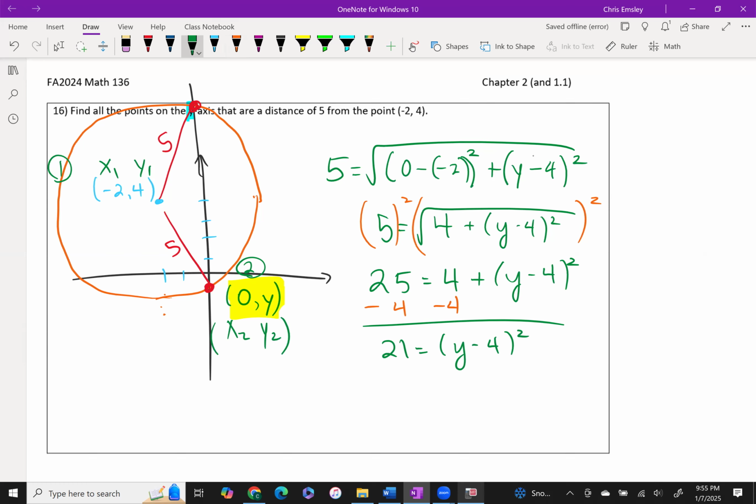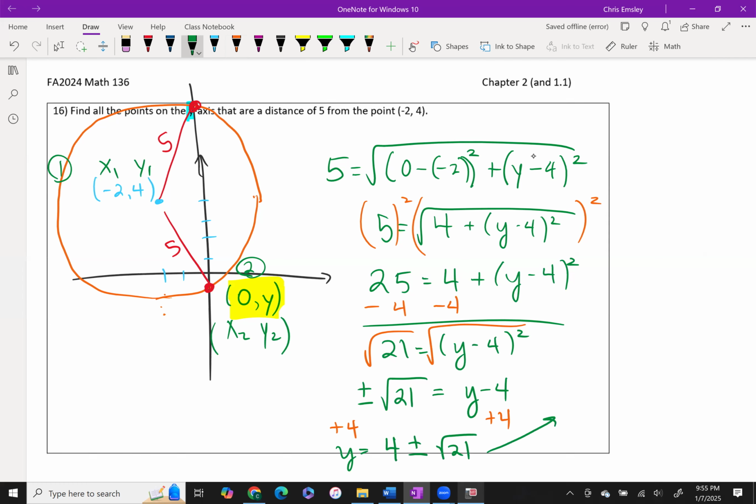Now I want to get rid of that exponent, so I'm going to take the square root of both sides. Remembering when I rewrite, if I take the square root of both sides, I have to include a plus or minus. Last time we had a nice little perfect square there. Square root of 21 doesn't simplify, so we just leave it as a radical. And then we need to add that 4 to both sides. And there it is. There's our 2 numbers. y equals 4 plus or minus the square root of 21.